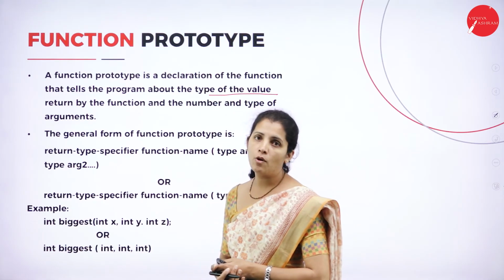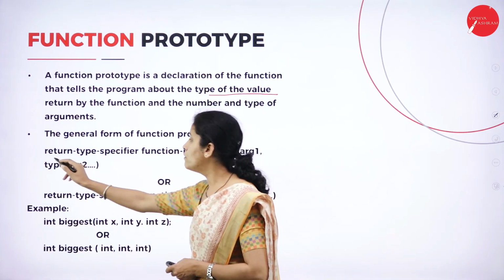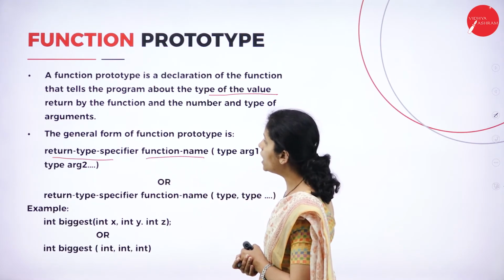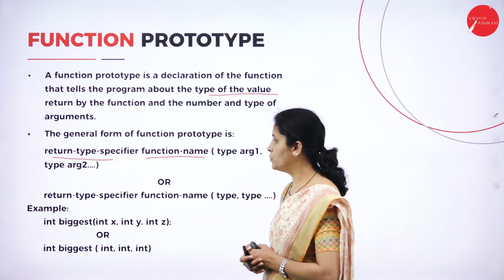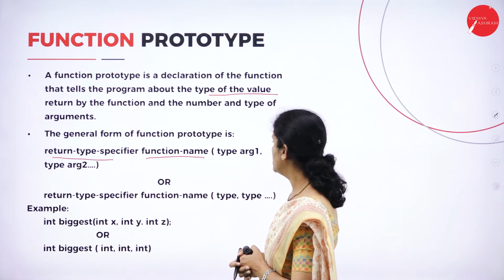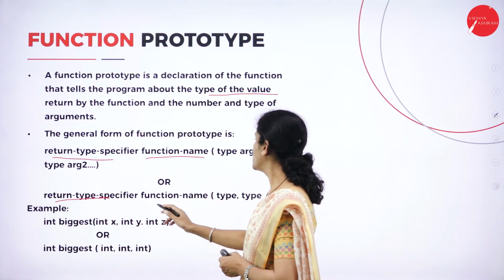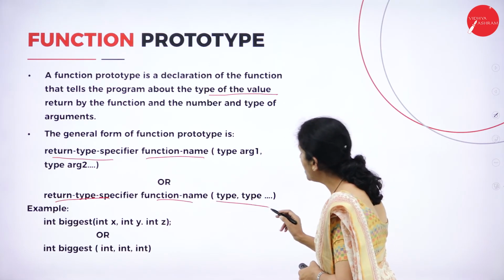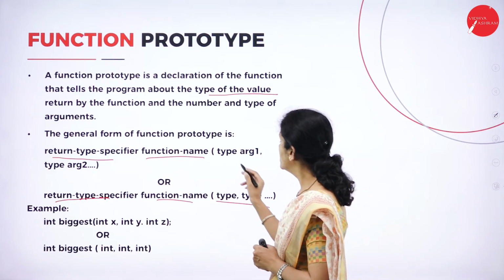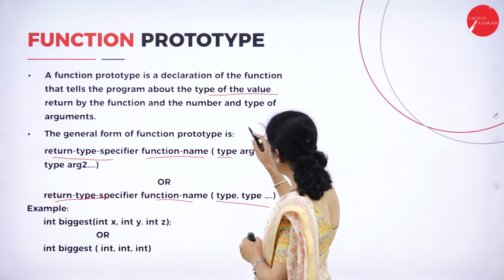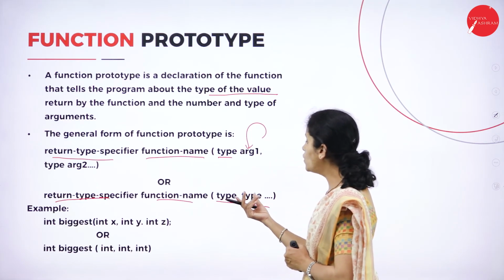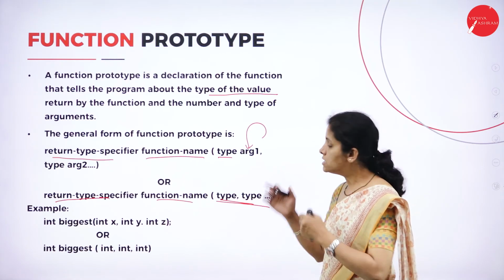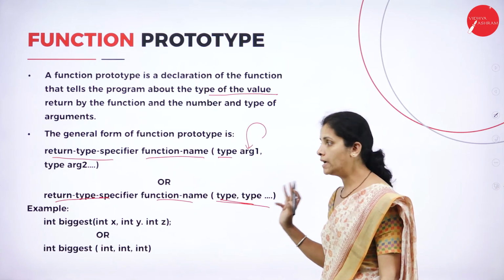Now, the general form of a function prototype is: I want to specify the return type and function name, along with the arguments. The second form is that I have the return type along with the function name. Now, dear student, let's see the argument list here. Here I'm going to specify the data type along with the argument name. But if I go with the second type, I'm not going to specify the argument name, just the data type.